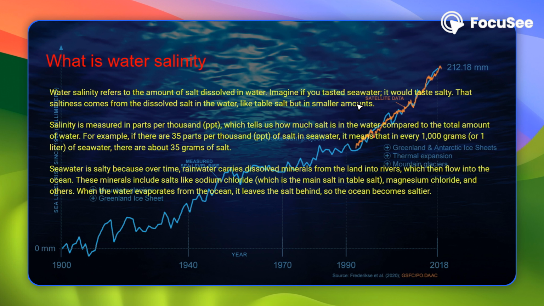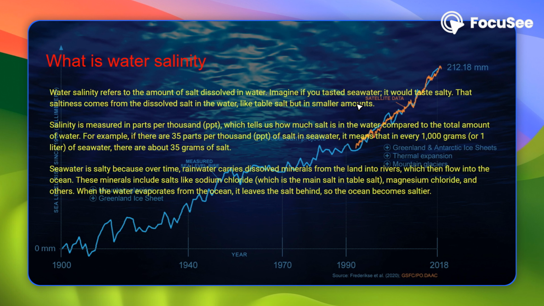amount of water. Why is seawater salty? Because over time, rainwater carries dissolved minerals from land into rivers and then flows into the ocean. These minerals include salts like NaCl, sodium chloride, magnesium chloride, and potassium chloride. When the water evaporates from the ocean, it leaves the salt behind, so the ocean becomes saltier.